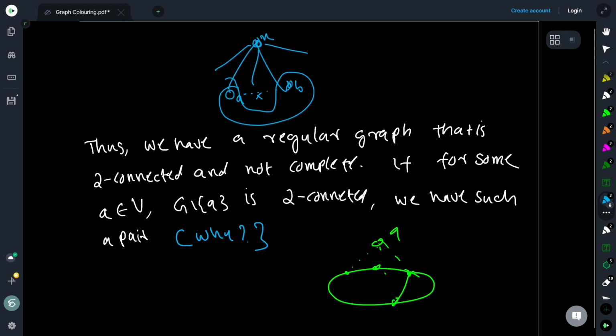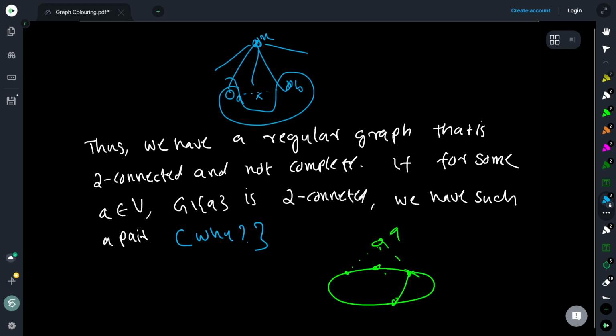So now what remains is that suppose the graph has the following property, right? If for some vertex, let's say A, the G minus A is two connected, then we claim that we can always find such a pair. And why is this? Well, we have the graph, which is two connected, and after removing one vertex A, the graph is still two connected.